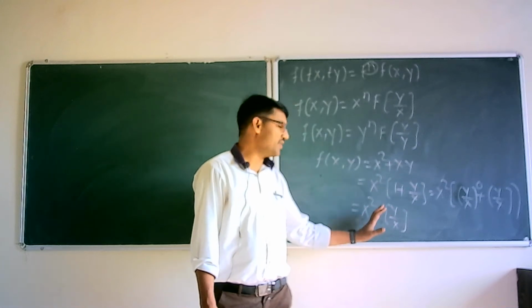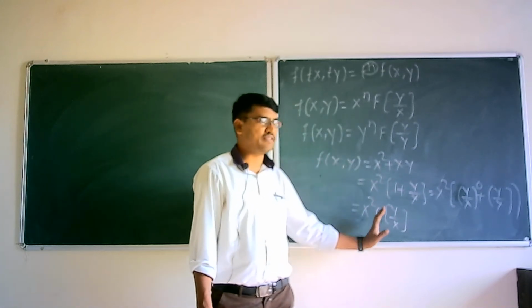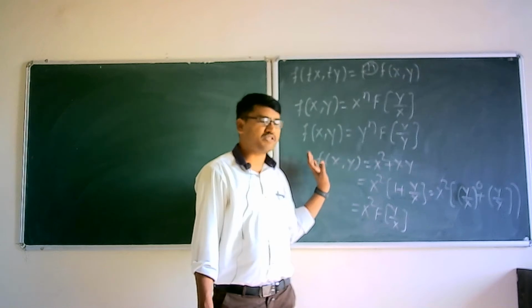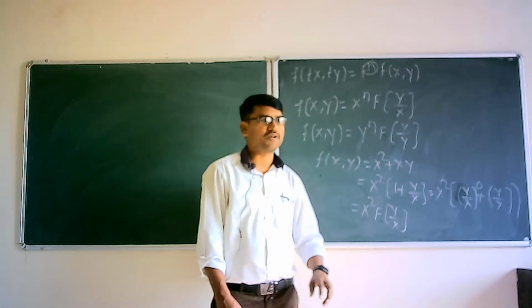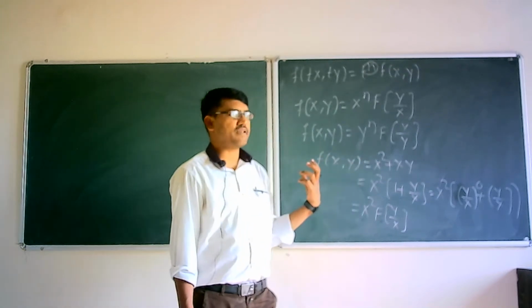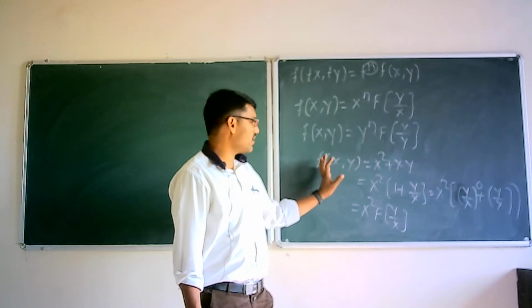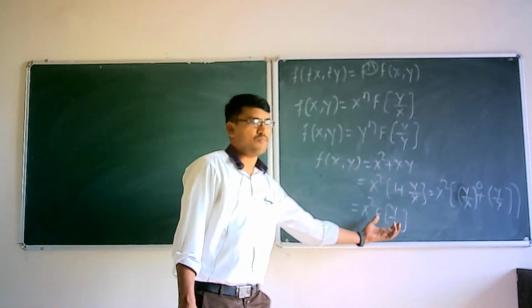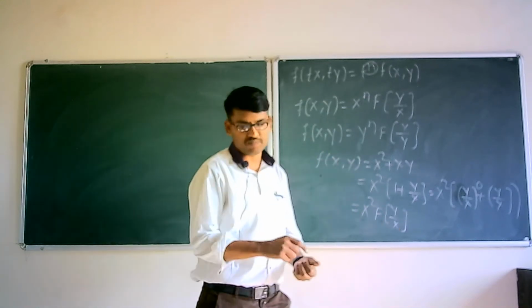So if you are able to express your function in this form, then you can say that the given function f(x, y) is a homogeneous function of degree 2. Similarly, if you take y square outside, this function can be written as f(x, y) equal to y square times f(x/y). So it is a homogeneous function of degree 2.